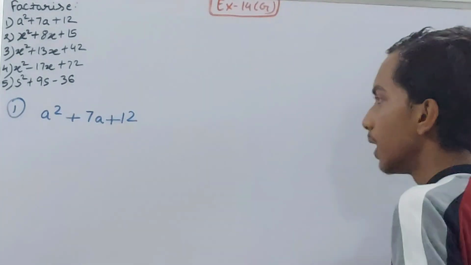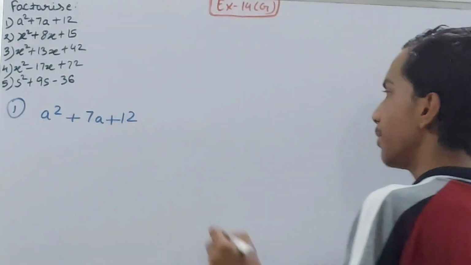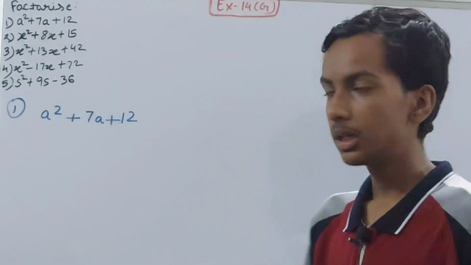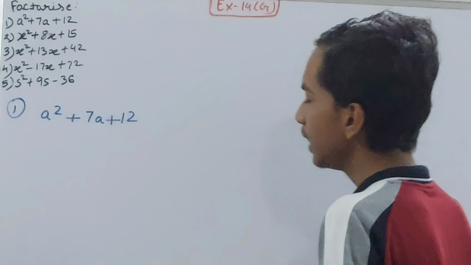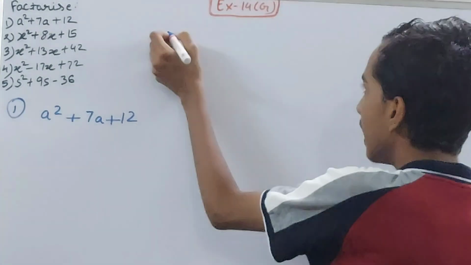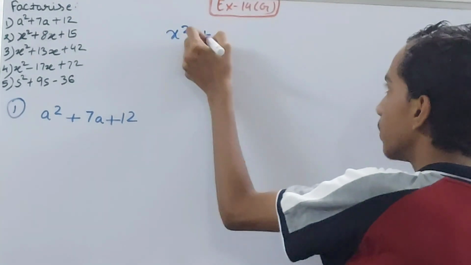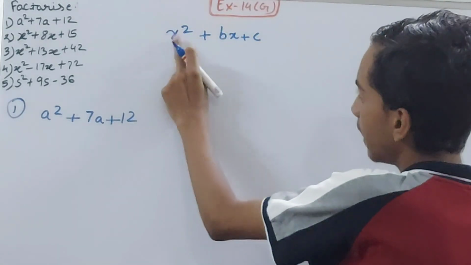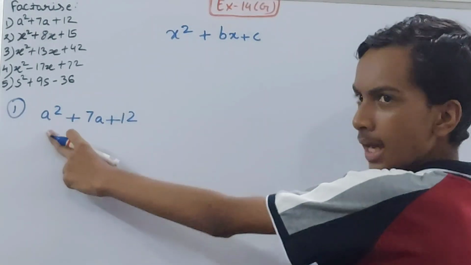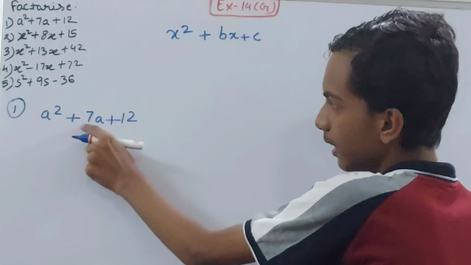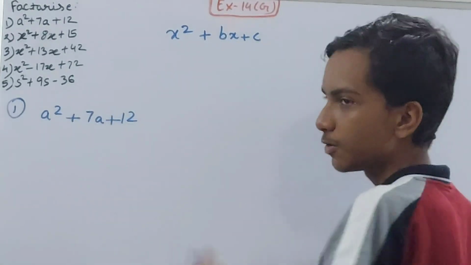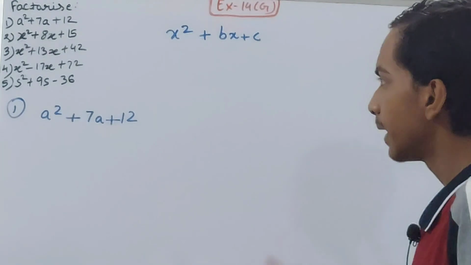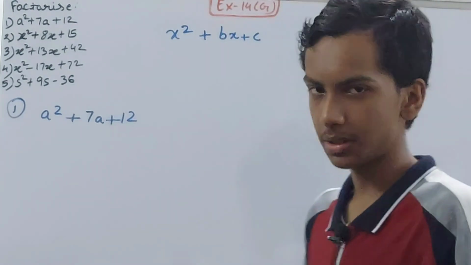Let's see carefully. So basically these types of expressions are called quadratic expressions. They have the degree as 2. Now see how to factorize them. They are always in the form of x square plus bx plus c, where x square you can see is a square, b has the value of 7 here, x is replaced by a in this question and c is 12. Now you have to break this expression down.